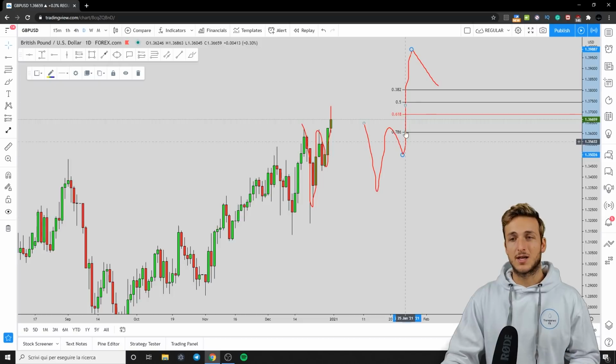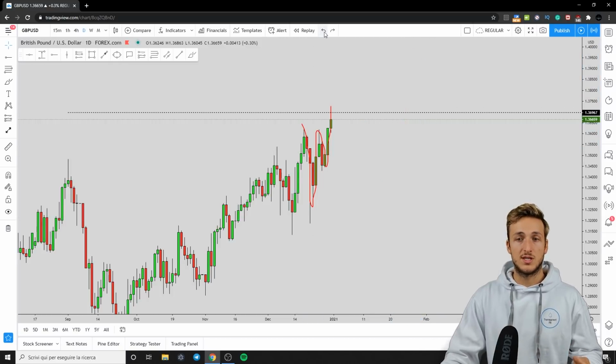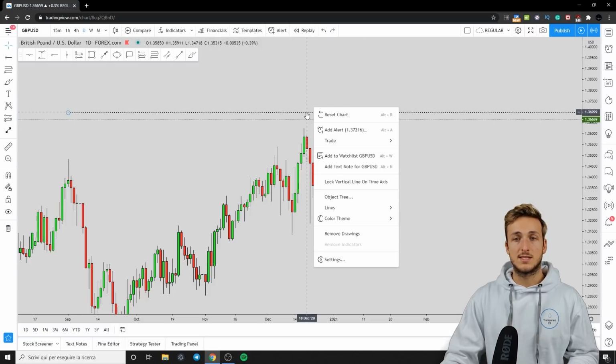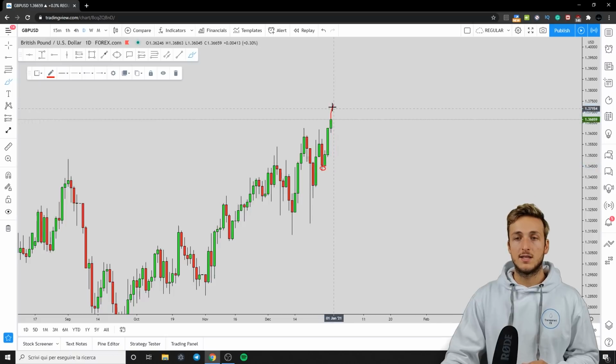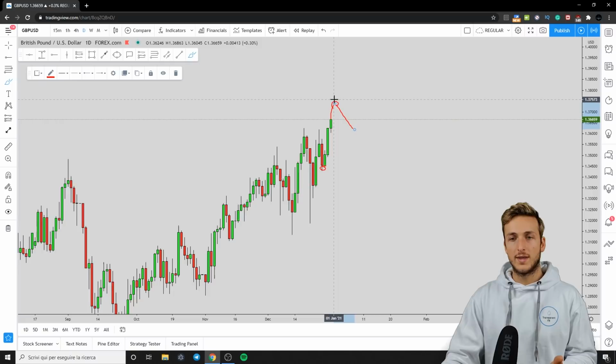So you expect the market to create a retracement to the 0.382 of the Fibonacci taken on the daily impulse, which in this case is exactly from this low here to the high that the market will create before starting the retracement. So how do we know when the market is ready to create the move to the downside?